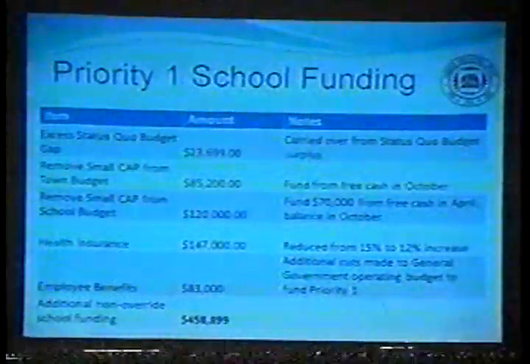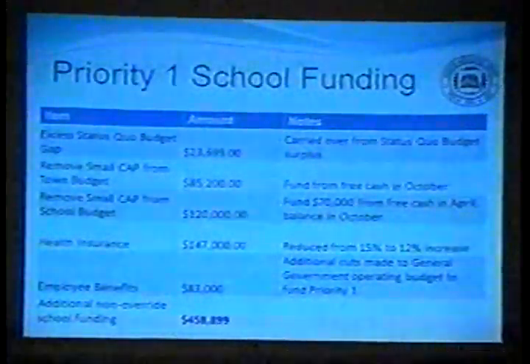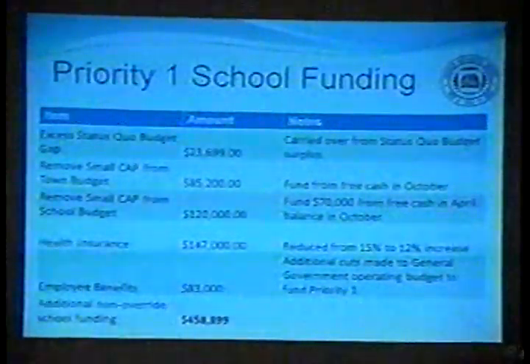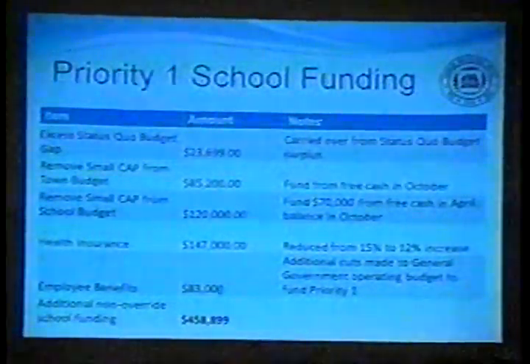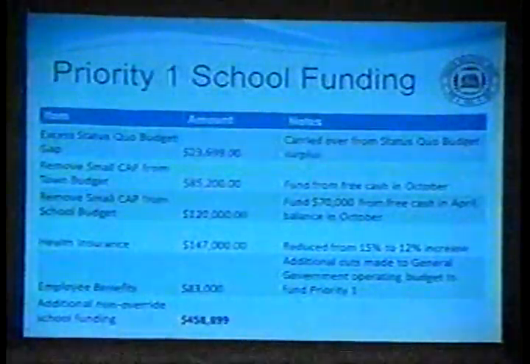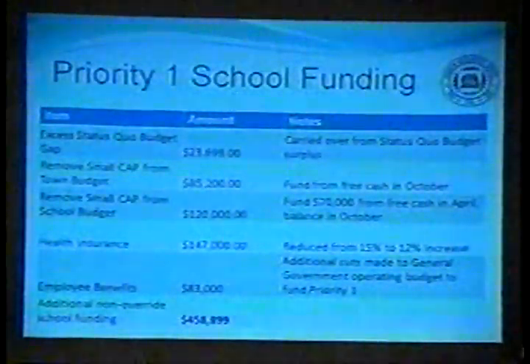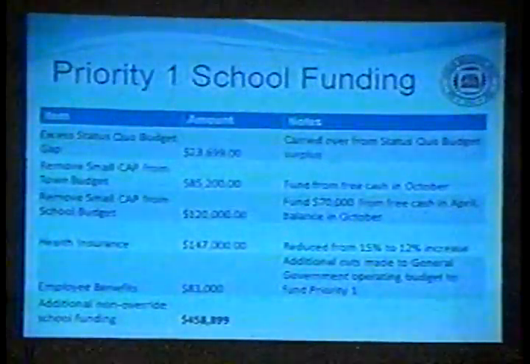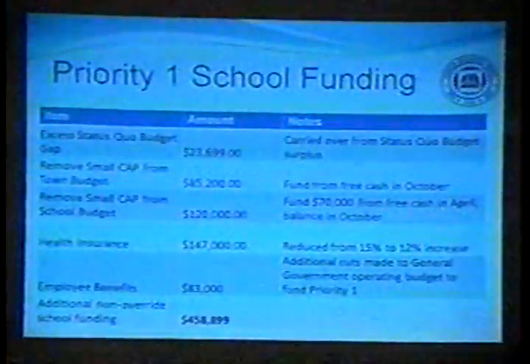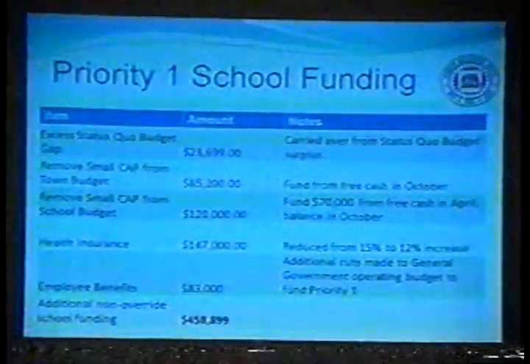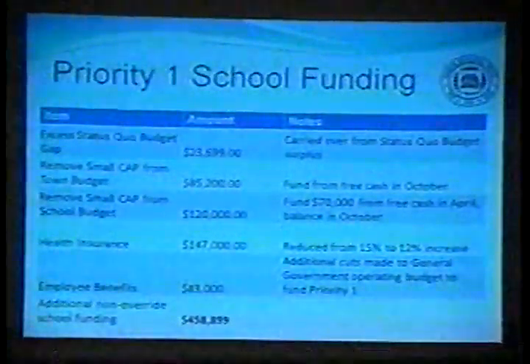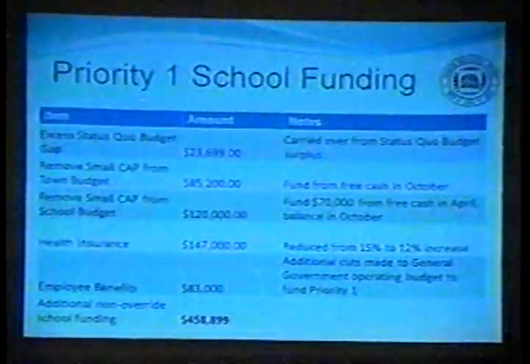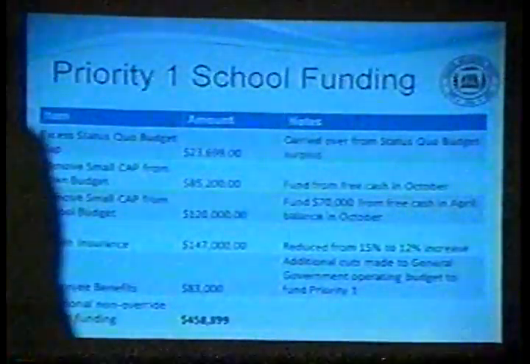And then the health insurance, and there's been a lot of noise about this and a lot of press. We originally estimated it at 15%, and then we got word before we got a final figure that we could probably be a little more optimistic, and we reduced the increase to 12%, and that yielded, based on the estimates that we were making at the time, $147,000 of additional money.